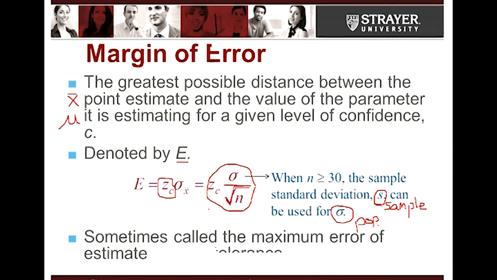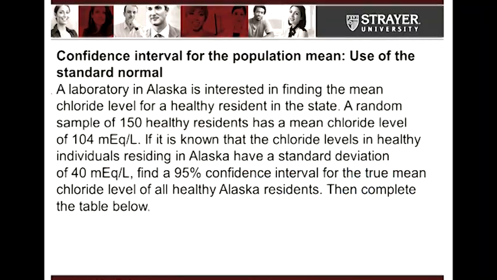So looking at a problem from one of your topics in ALEKS. This is the name of the topic: the confidence interval for the population mean using the standard normal. So a laboratory in Alaska is interested in finding the mean chloride level for a healthy resident in the state. A random sample of 150 healthy residents. So what is the 150? That is our letter n.